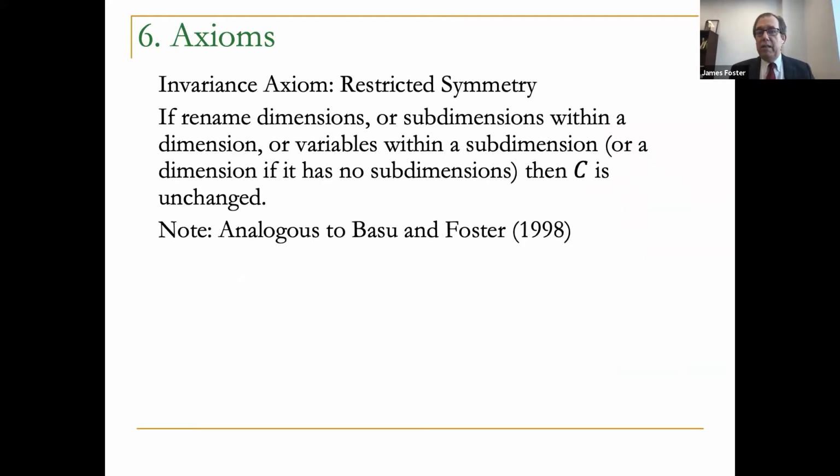There's an invariance axiom. We've had a consistency axiom, a dominance axiom, and an invariance axiom. Now, a kind of restricted symmetry that reminds you of something used in the Basu and Foster paper. If you rename the dimensions, or the subdimensions within a dimension, or variables within a subdimension, or if those variables are in a dimension where there are no subdimensions, then C is unchanged. Symmetry, but restricted. You can't just randomly go across where different weights are.